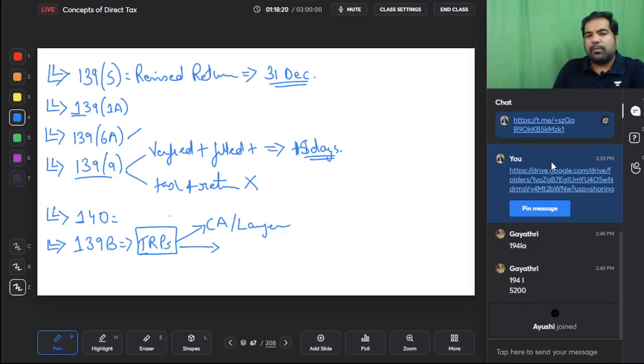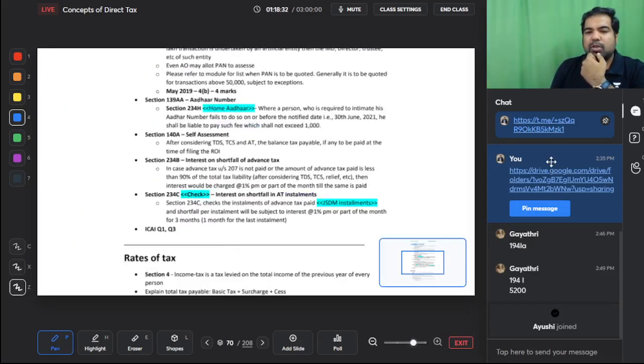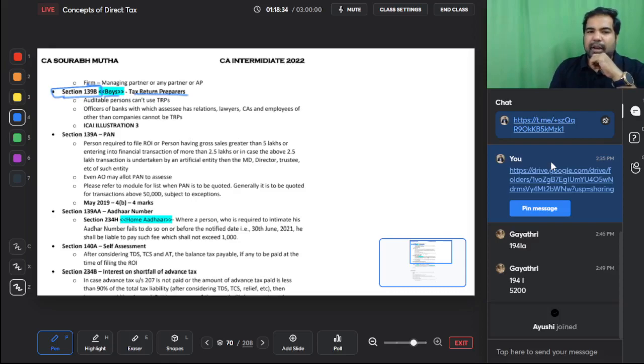Someone who is working, that means if you're in a job, then you cannot. And if you are working in a bank, then you cannot help those with whom you have banking relationships. Guys, that is 139B. B is boys. Those boys wear t-shirts which say TRPs. Auditable persons can't use TRPs. Yes, that I forgot to mention. If you are subject to audit, then you can't get your return filed through a TRP.